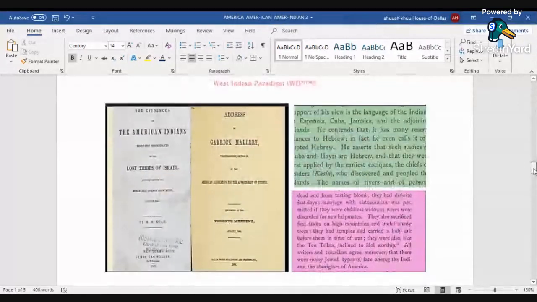So we share some of the snippets, right? I said the American Indians, lost tribes of Israel, people assume or presume. And then he said, in support of his view is the language of the Indian, Española, Cuba, Jamaica, and the adjoining islands. He contends that it has many resemblances to Hebrew. In fact, he even called it a corrupted Hebrew. He asserted that such names, such as Cuba and Haiti, are Hebrew, and that they were first applied by the early caciques or chiefs discovered by the invaders. Yeah, who discovered the people of the land.